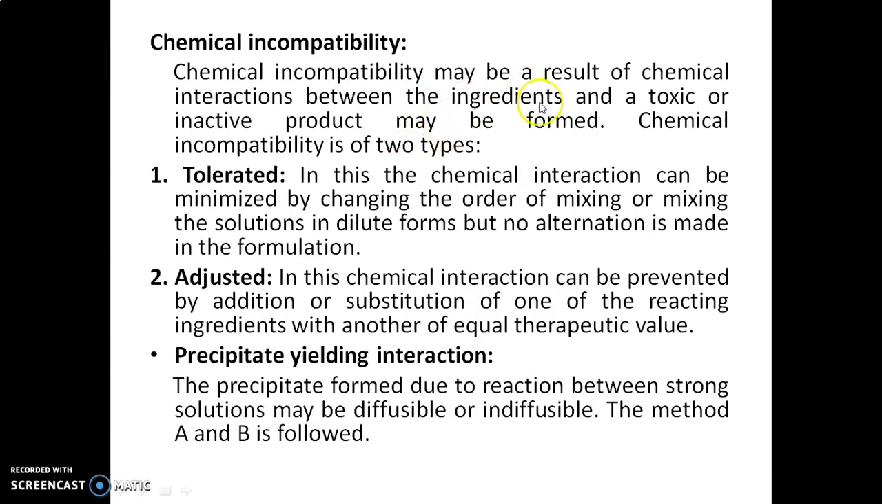It may be formed. The chemical incompatibility is of two types. The first one is tolerated, in which the chemical interaction can be minimized by changing the order of mixing or mixing the solutions in dilute forms, but no alteration is made in the formulation. And the second is adjusted, in which chemical interaction can be prevented by addition or substitution of one of the reacting ingredients with another of equal therapeutic value.